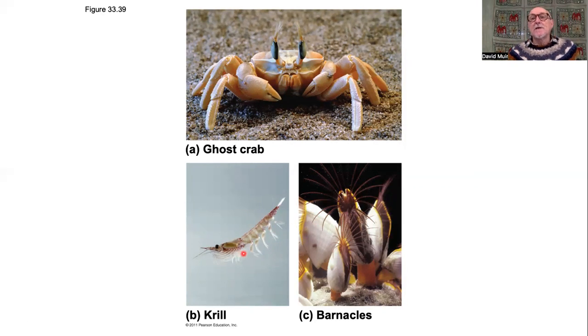Many of the crustacea are completely planktonic. They live in the water column. Those are all things like krill, which often form the basis of food networks in marine systems.